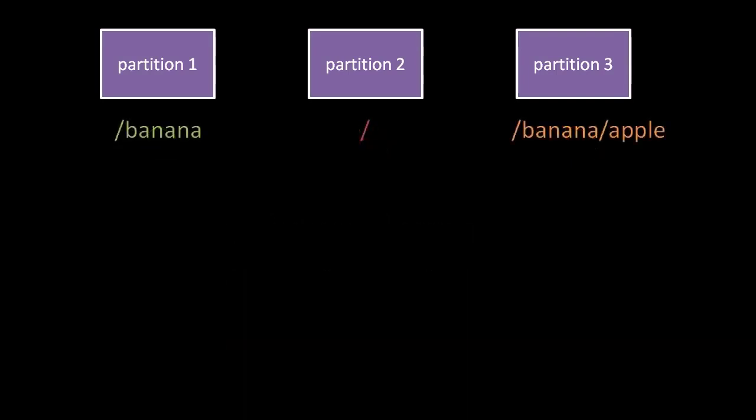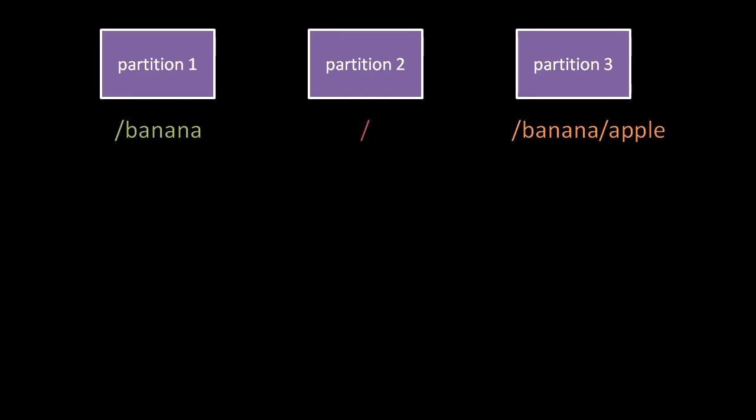The other major difference in Unix is that partitions are not assigned drive letters. Instead, one partition is mounted at root, meaning that the path / refers to the root directory on that partition. Each additional partition is then made accessible by mounting it to some directory on some other already mounted partition. Here, partition 2 is mounted to root, and then partition 1 is mounted to the directory /banana on partition 2, and in turn, partition 3 is mounted to /banana/apple on partition 1.